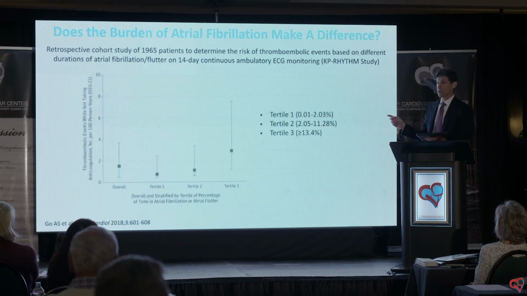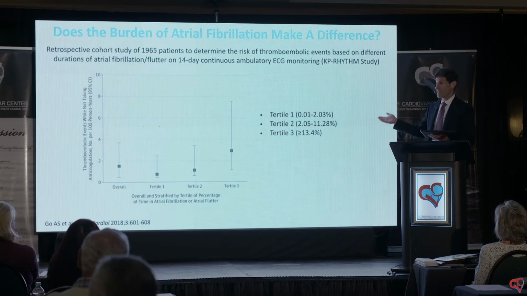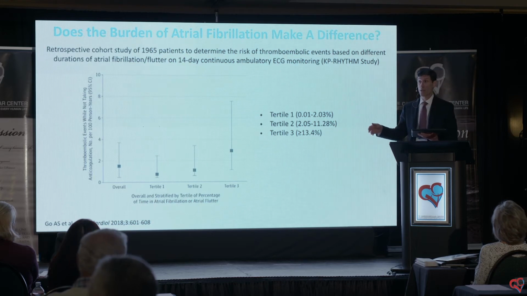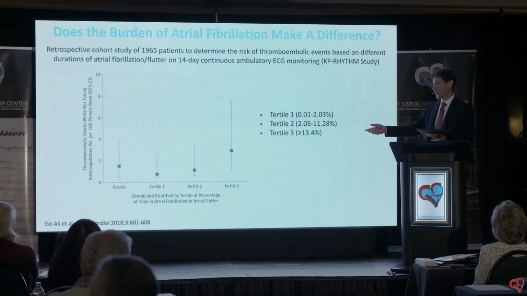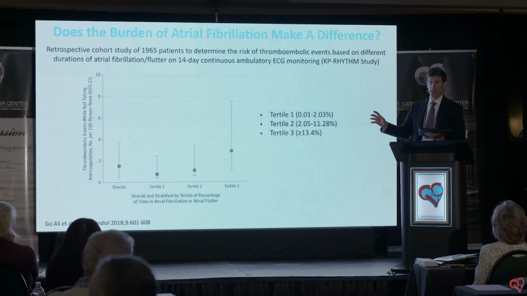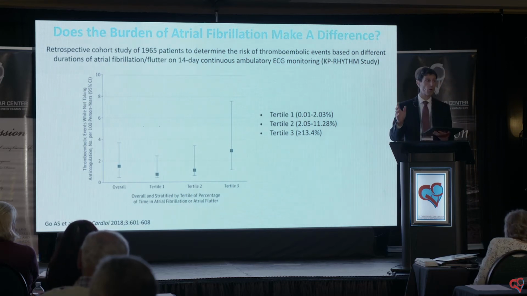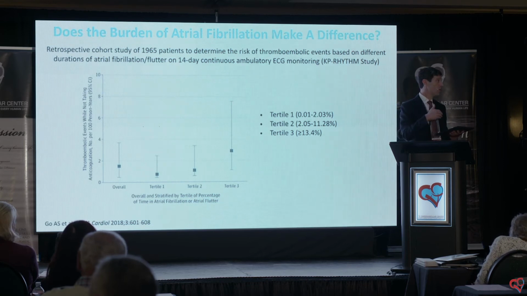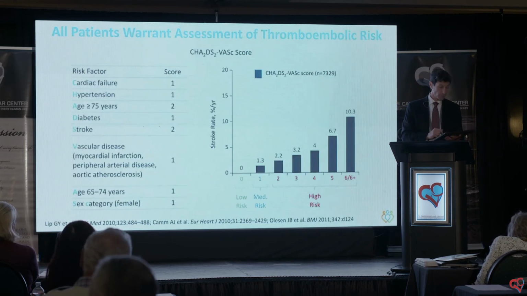And what they did was they looked at tertiles based upon the percent of time in the analysis of being in atrial fibrillation. All 3 tertiles were associated with a significantly increased risk of thromboembolism. It is true from a point estimate standpoint, those that had a larger percentage of time had a higher likelihood, but there are wide confidence intervals. And the bottom line is even brief durations or brief burdens of atrial fibrillation make you susceptible.